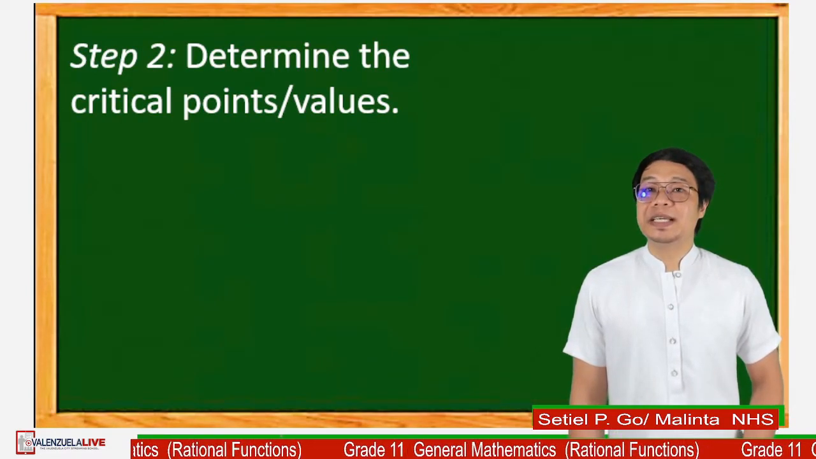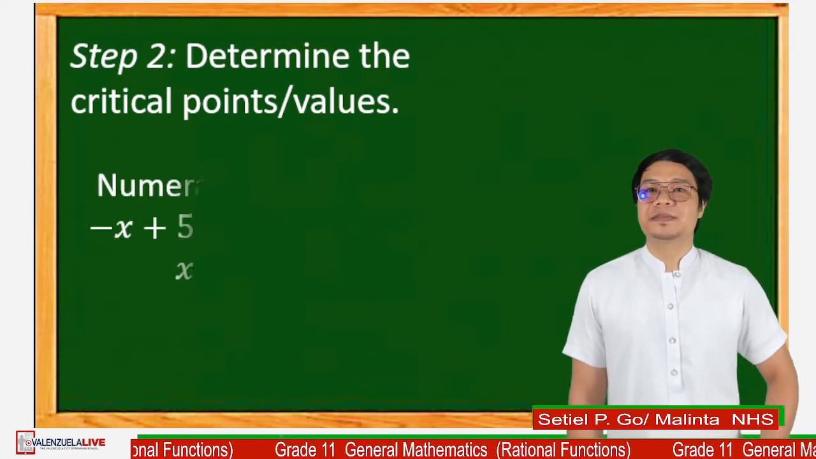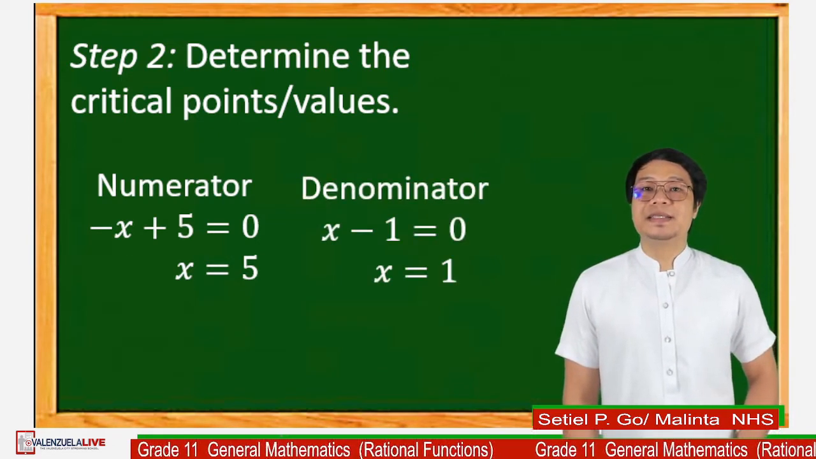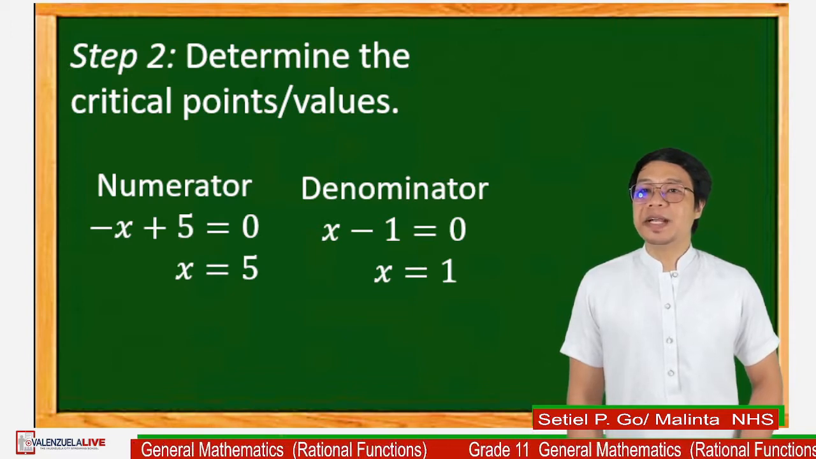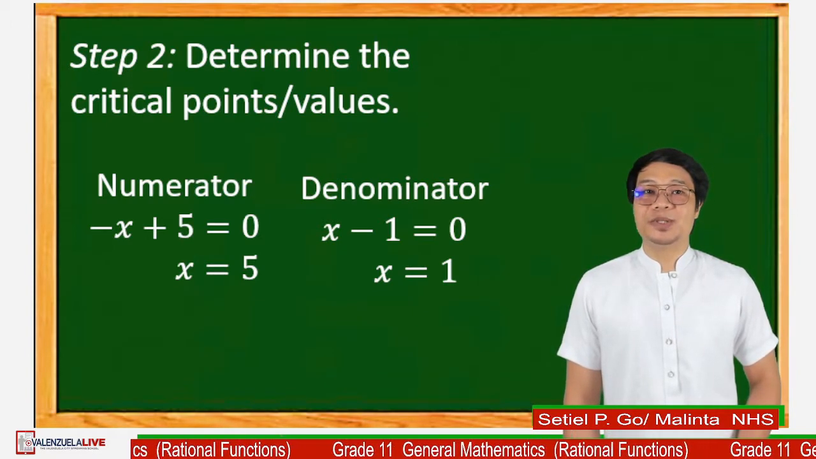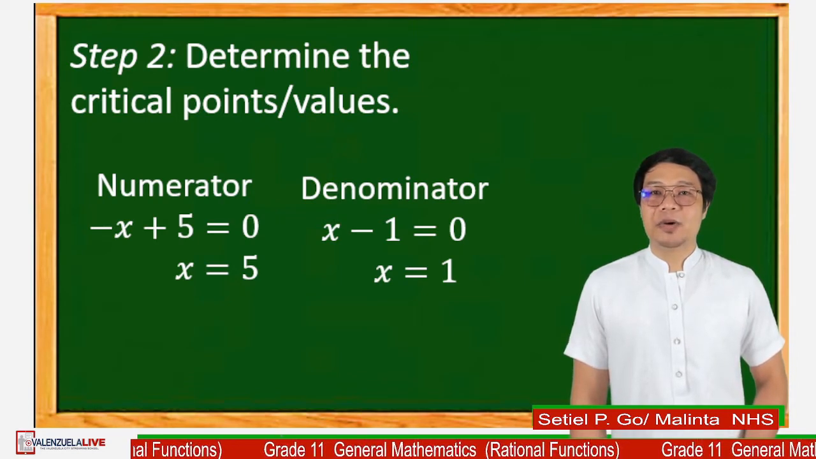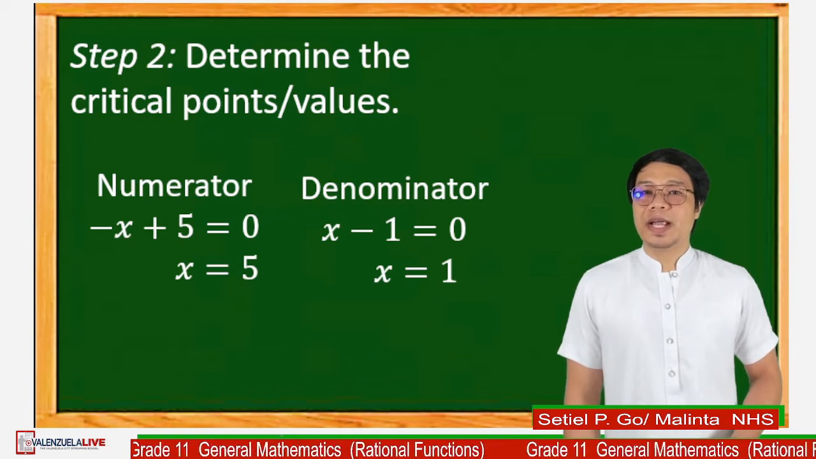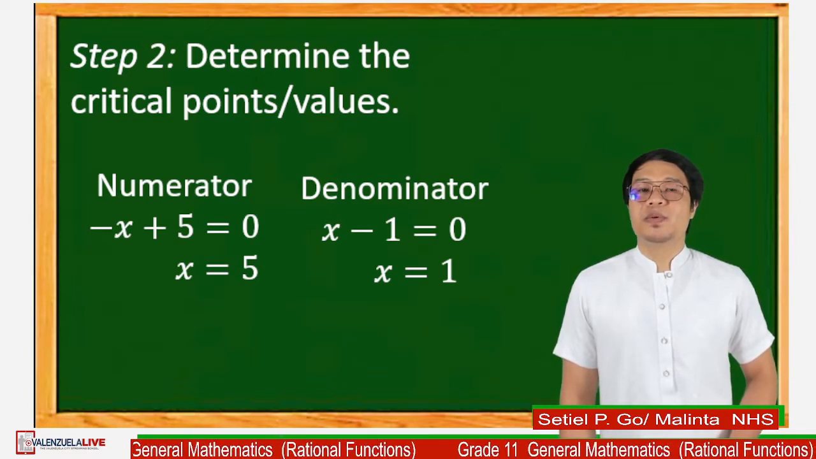Step 2, determine the critical points or critical values. The main concern will be the numerator and the denominator. As you can see, the numerator is -x plus 5 equal to 0. Therefore, x is equal to +5. Now, on the denominator, we have x minus 1 is equal to 0. So therefore, x is equal to +1.